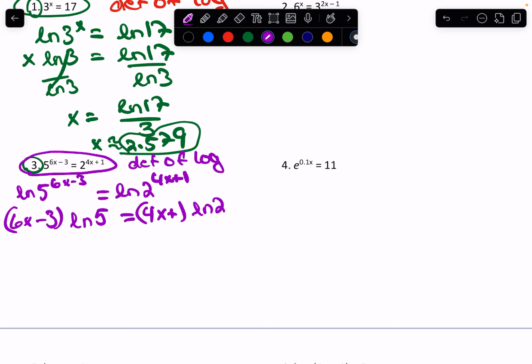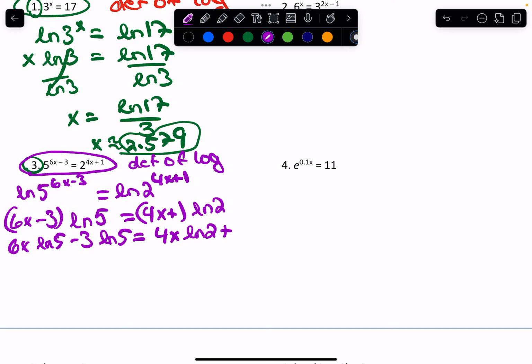What we're going to do here is distribute. So 6x natural log of 5 minus 3 natural log of 5, 4x natural log of 2 plus 1. So there's a 1 and then natural log of 2. So I distribute it.